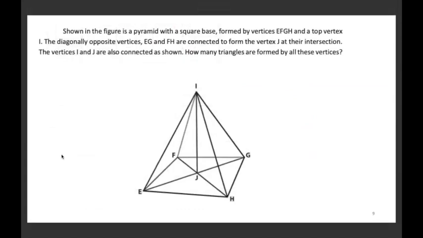Shown is the figure of a pyramid with a square base formed by vertices E, F, G, H and a top vertex I. The diagonally opposite vertices E, G and F, H are connected to form a vertex J at the bottom at the intersection. The vertices I and J are also connected as shown. In this 3D form, how many triangles are formed by these vertices is what we have to find.